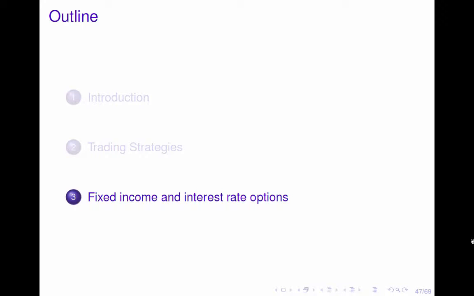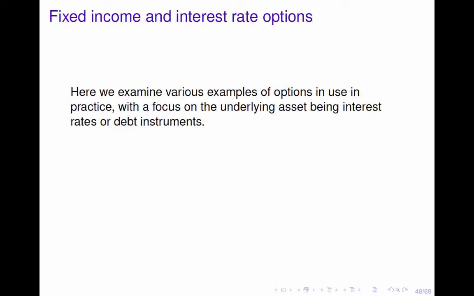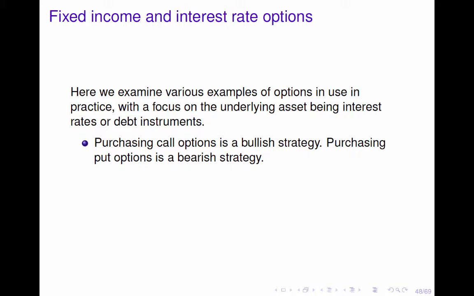Section 3. Fixed income and interest rate options. Here we examine various examples of options in use in practice, with a focus on the underlying asset being interest rates or debt instruments. Recall that purchasing call options is a bullish strategy, while purchasing put options is a bearish strategy.